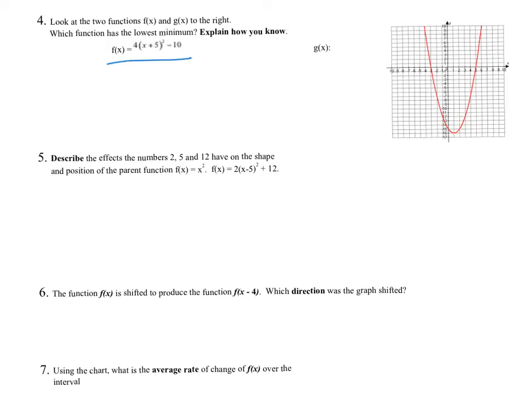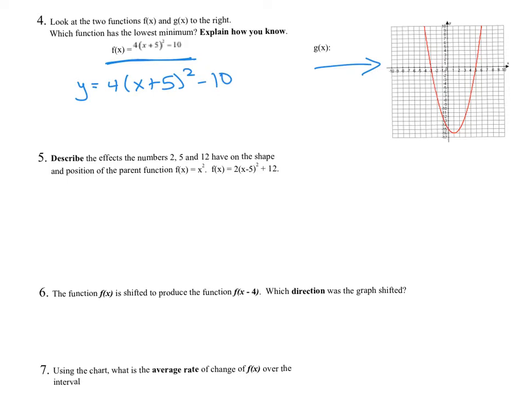Okay, for number 4, it says look at the two functions, f of x, which is right here below, and g of x to the right, which is this one, the graph. Which function has the lowest minimum? Explain how you know. So let's go ahead and look at this first one, this f of x. So f of x, remember, is y equals 4 times (x plus 5) squared minus 10.